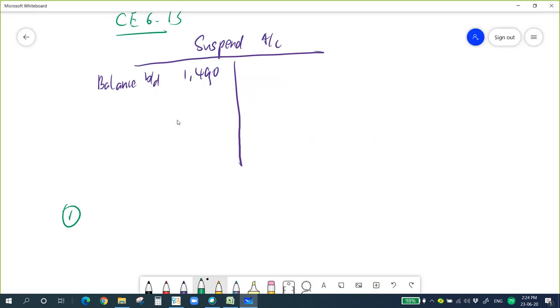So the correct double entry is we debit office equipment 2000 and then we credit suspend account. It means that we remove this 2000 from the suspend account to the office equipment account.